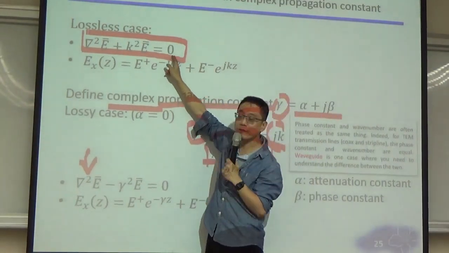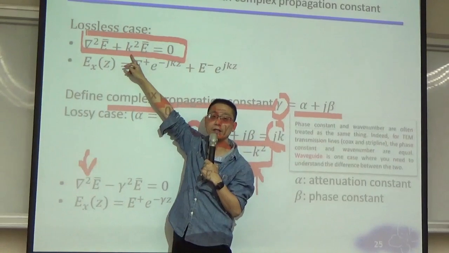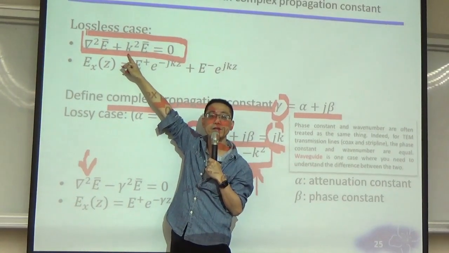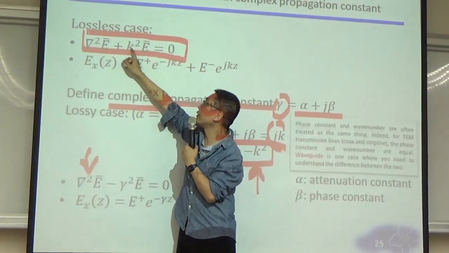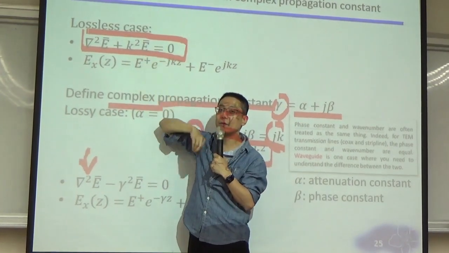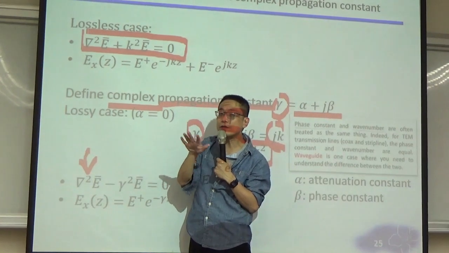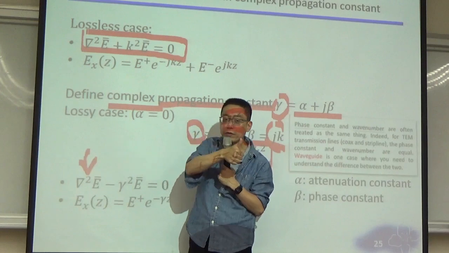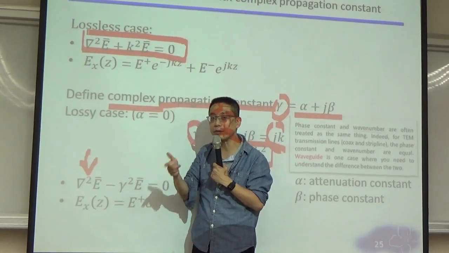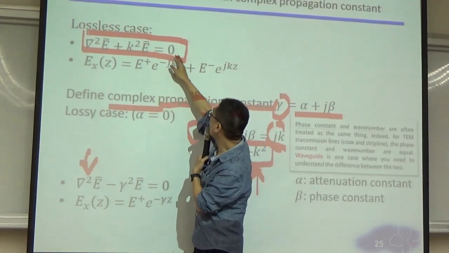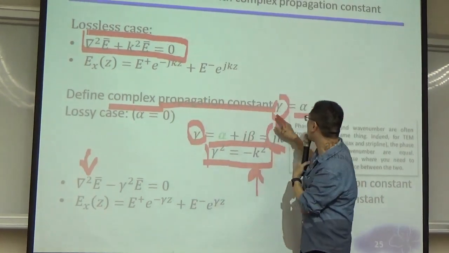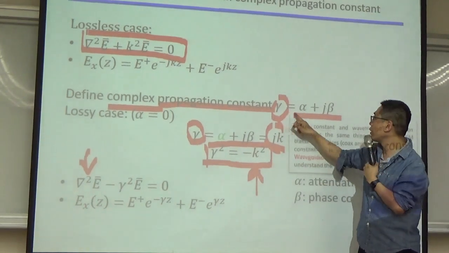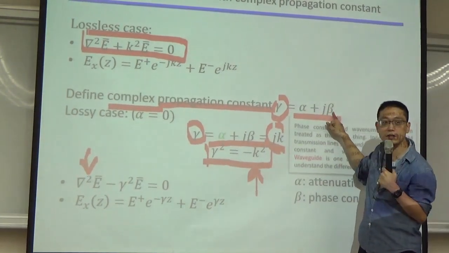This is what we did before. k equals omega times the square root of mu epsilon, right? Remember that? This is a definition. But now it is complex. We try not to solve that yet, but we know there will be a real number and an imaginary number. So when we start, this is a new guy. It is complex. You have a real part and an imaginary part.